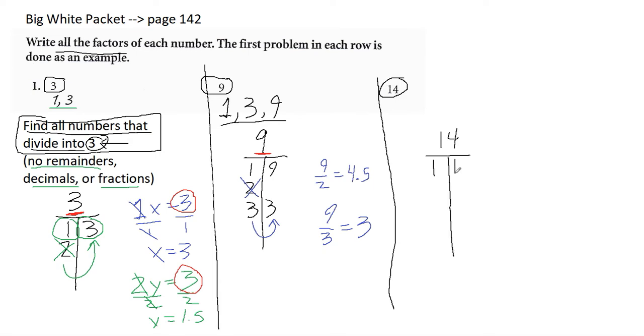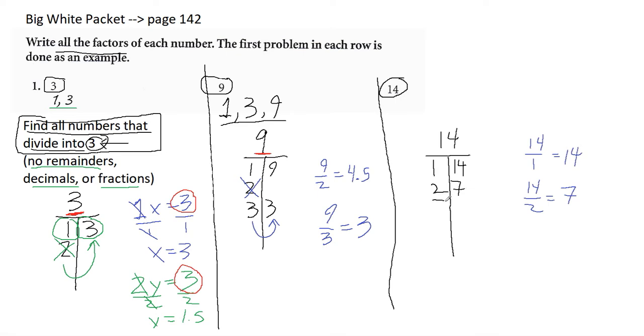Always start with 1, just to be organized. 1 times 14 gives you 14. Again, you could do 14 divided by 1 if you weren't sure. 14 divided by 1, that's going to give you 14. After 1, we're going to check 2. And if you're not sure, you can use that calculator or double check in your head. If we take 14 divided by 2, we get a whole number. We get 7. So 2 matches up with 7. It means that 7 is also going to be a factor here.